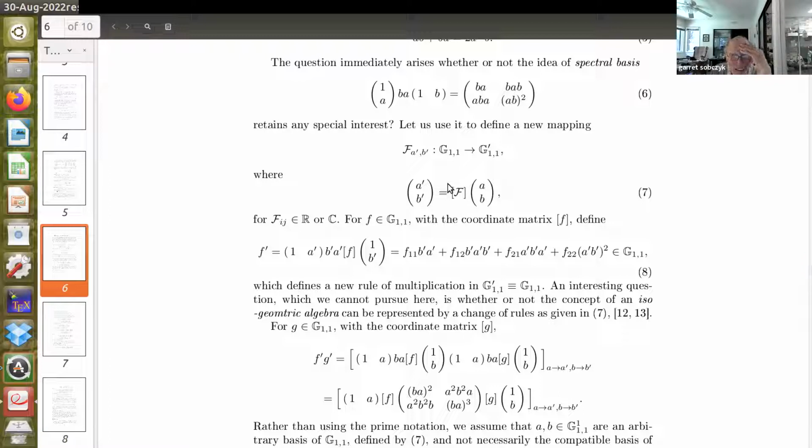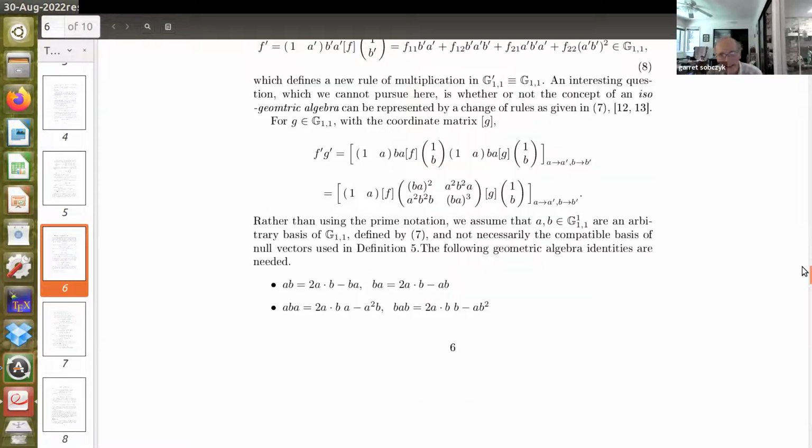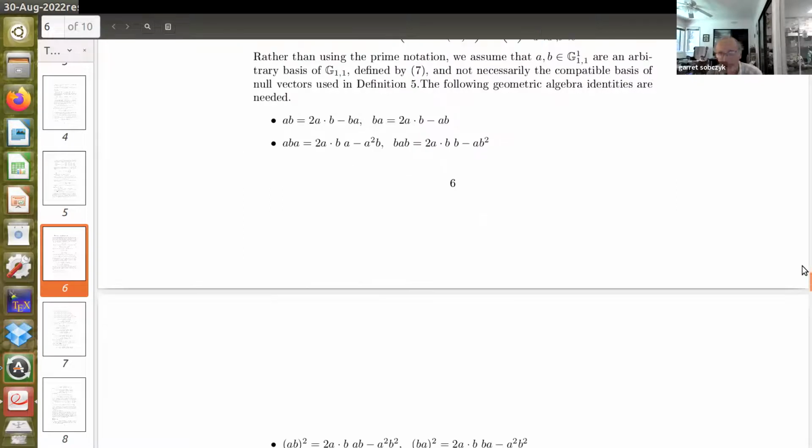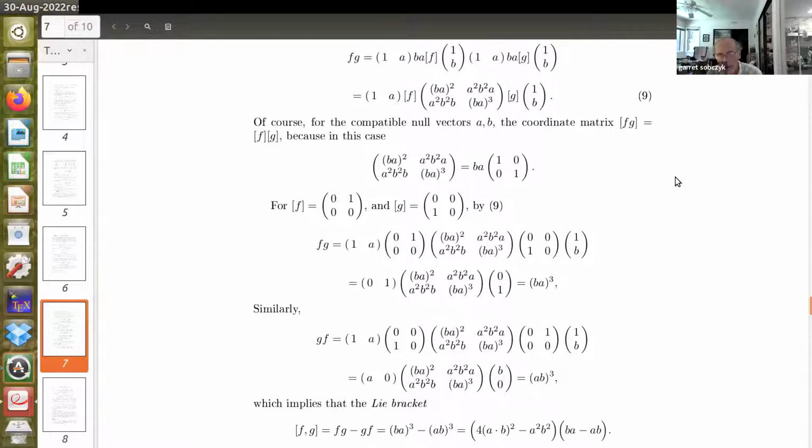Oh, wait a minute. No, that's not true what I just said, because A prime now is actually a linear combination. Well, F11 times F12, that would be a linear combination of A and B. So, okay, I am assuming that it's in G11. It's the vector in G11. So that would be the case where I cannot assume that A squared and B squared are equal to 0 there. That's a separate assumption.